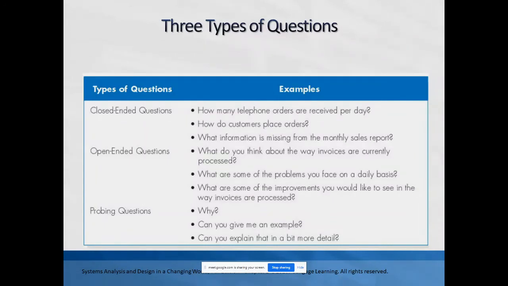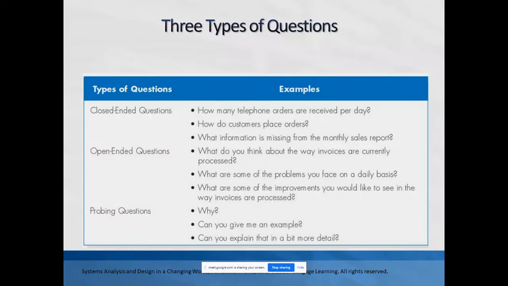So there are three broad types of questions: closed-ended, open-ended, and probing. The closed-ended ones are going to be real quick, with very little interpretation. They give the example of how many telephone orders are received per day. They're just going to give you a number. It's important to ask that of multiple people because you might get different answers, and that's going to incur follow-ups or a deeper analysis as to why. But they're going to be pretty discrete answers.